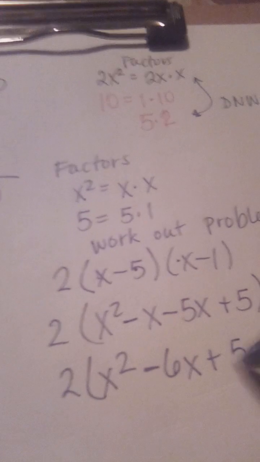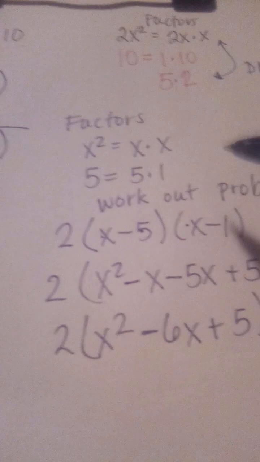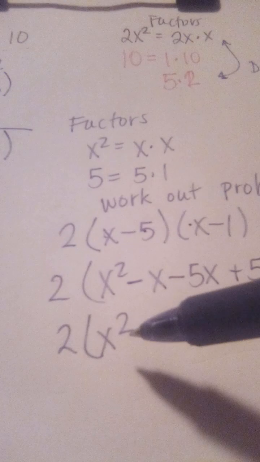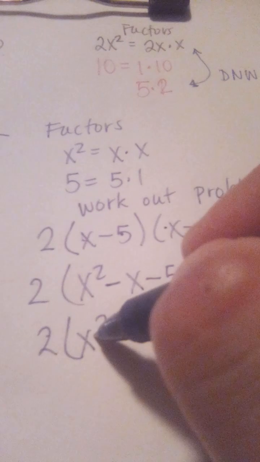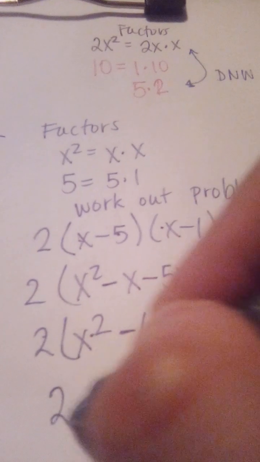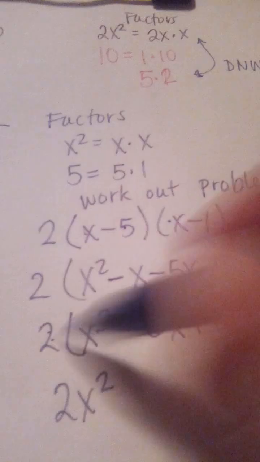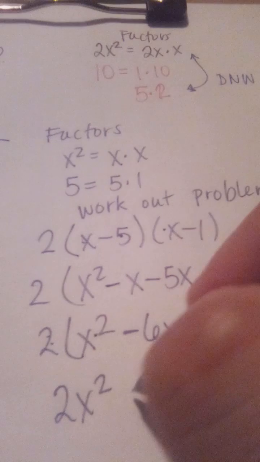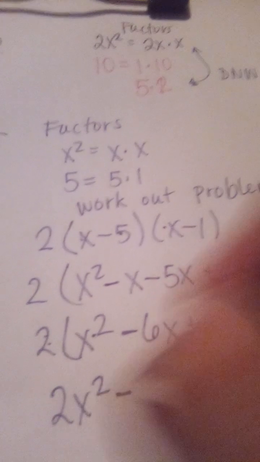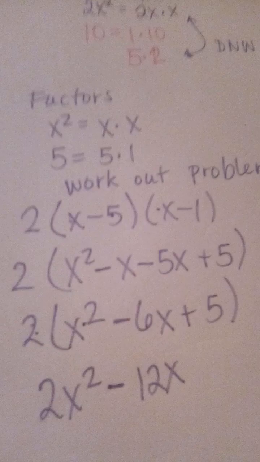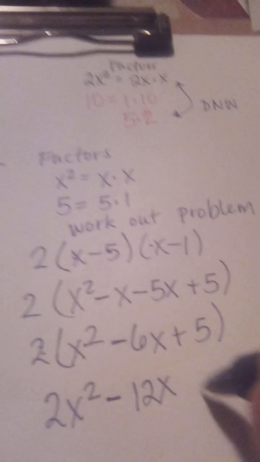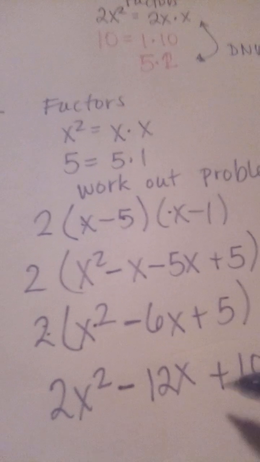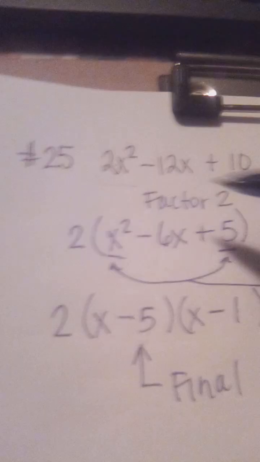And I put the 2 in, so we have that. Now we can distribute the 2 inside the parentheses. We have 2 times x squared, 2x squared. 2 times a negative 6x gives us a negative 12x. And then 2 times a positive 5 gives us 10. Does this match with the original? Yes, this is our final answer.